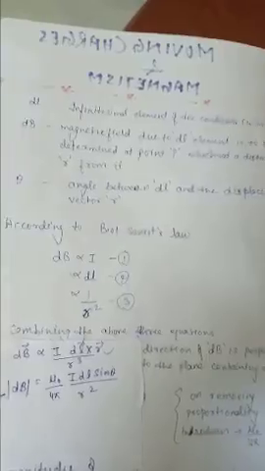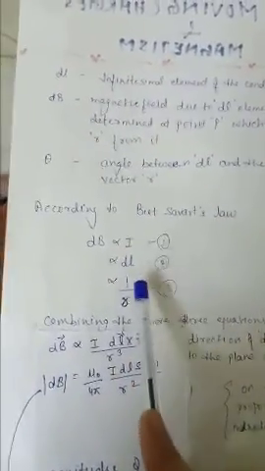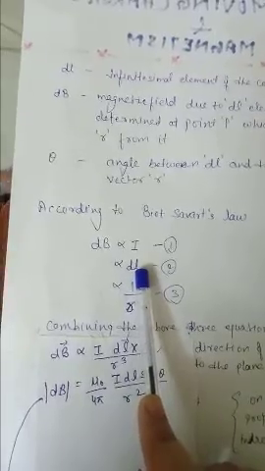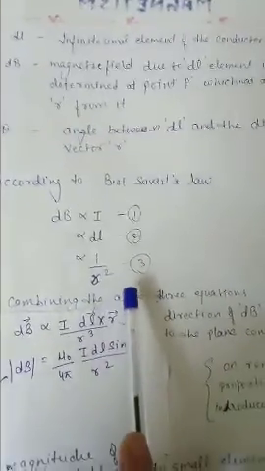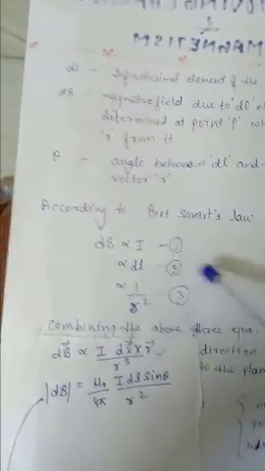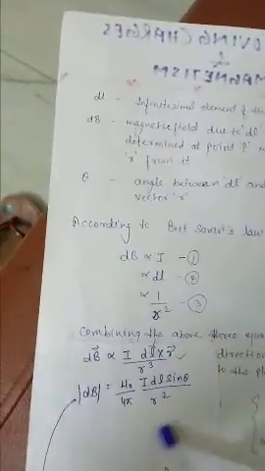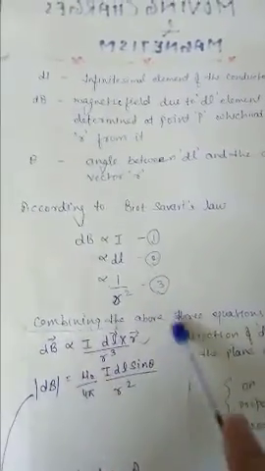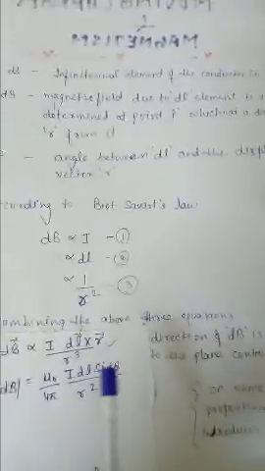So according to Biot-Savart's law, the magnitude of the magnetic field is directly proportional to the current, directly proportional to the small element, and inversely proportional to r square. We named these as 1, 2, 3. When we combine these three equations, we have this. In vector form, we have this value of the magnetic field, right?